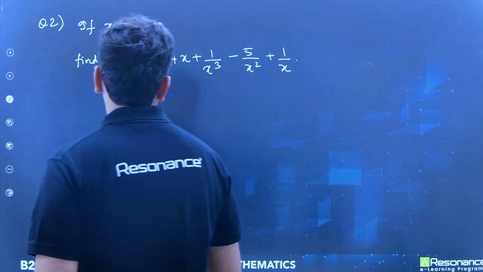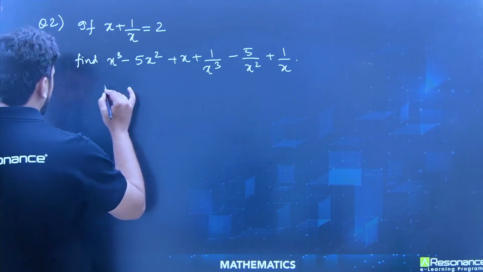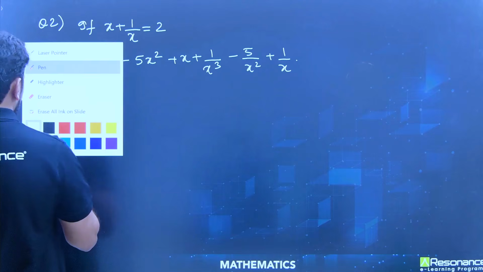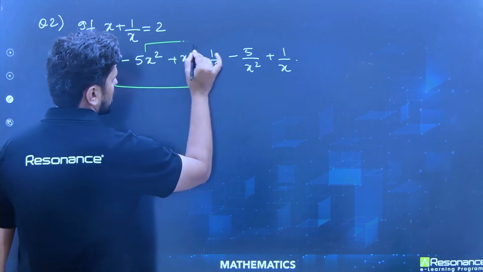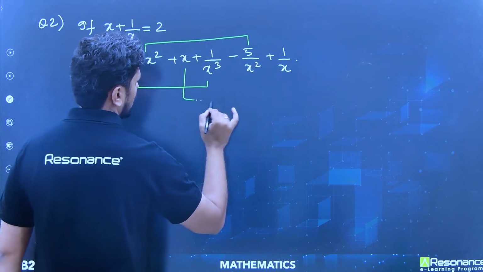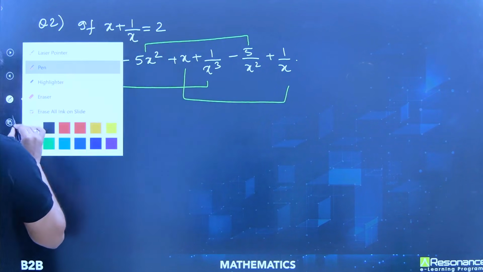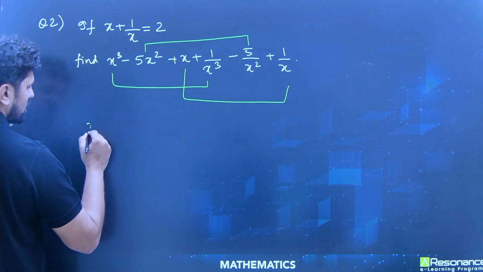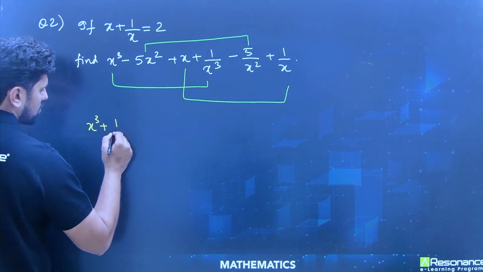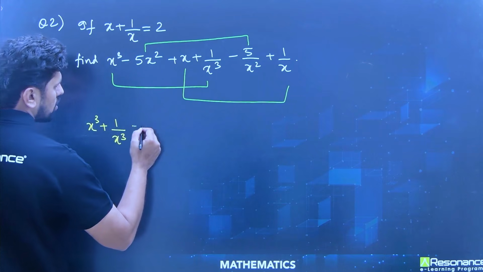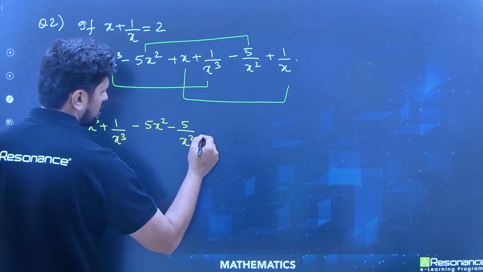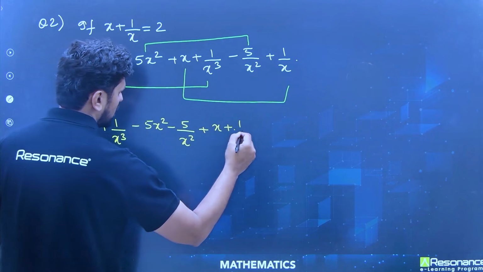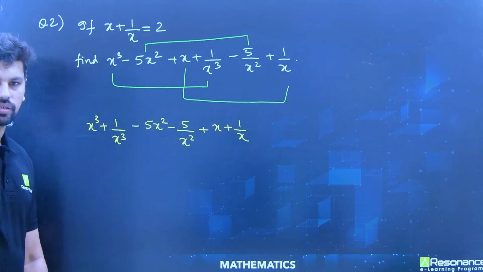Okay. So here, what we will do? We will do pairing. So we will pair x cube plus 1 by x cube. We will write them together, these two together and these two together. So we will see this question as x cube plus 1 by x cube, now minus 5x square minus 5 by x square plus x plus 1 by x. Correct?